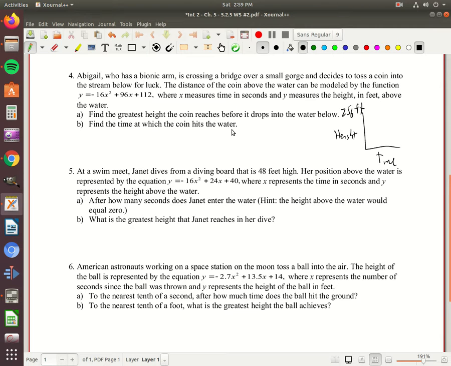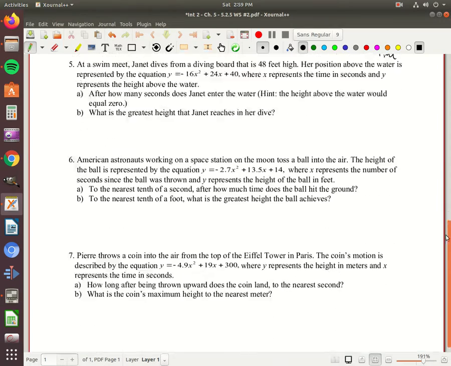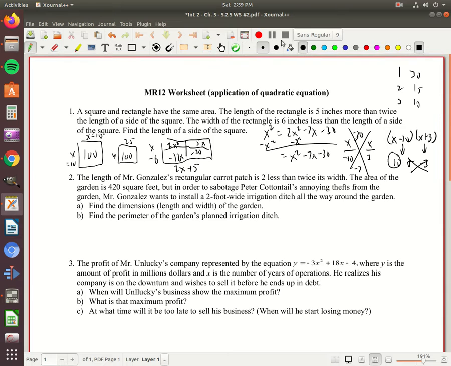And how many times it hits the water? Well, it hits the water over here at 7 seconds. So you guys can go ahead and use Desmos or a graphing calculator to solve the rest of these.